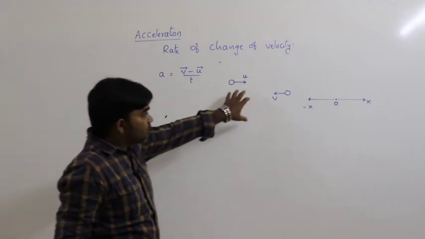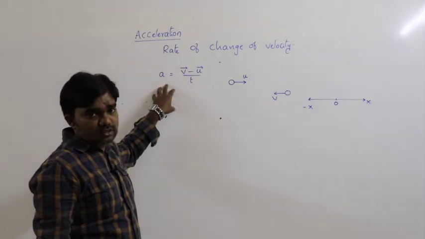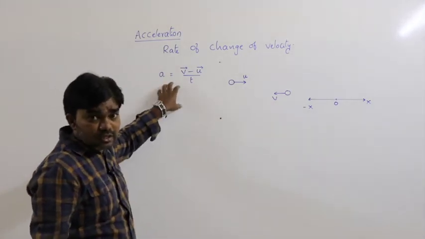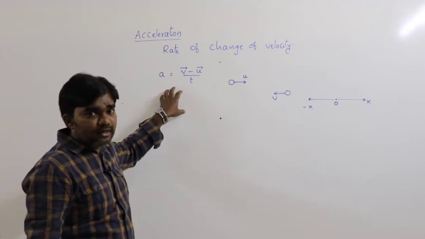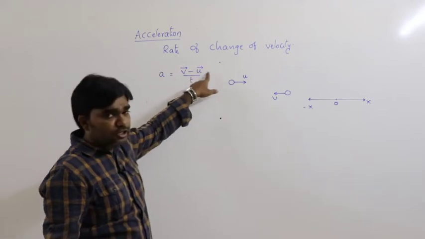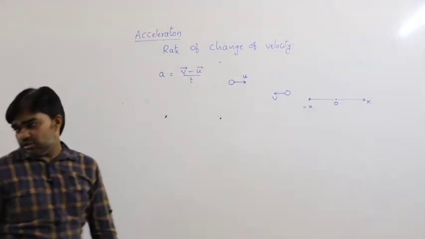So depending on the direction, the acceleration value changes, and this is the exact definition of acceleration: change in velocity divided by time. Acceleration is final minus initial divided by time. This is acceleration.